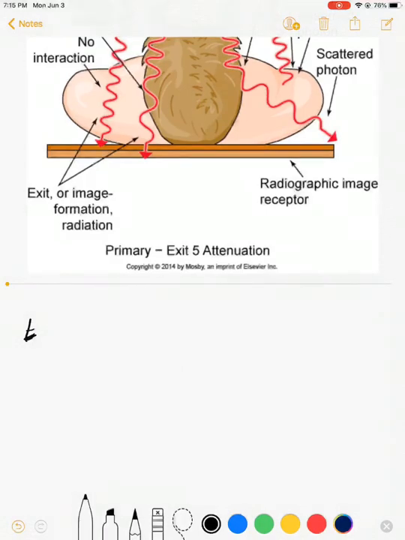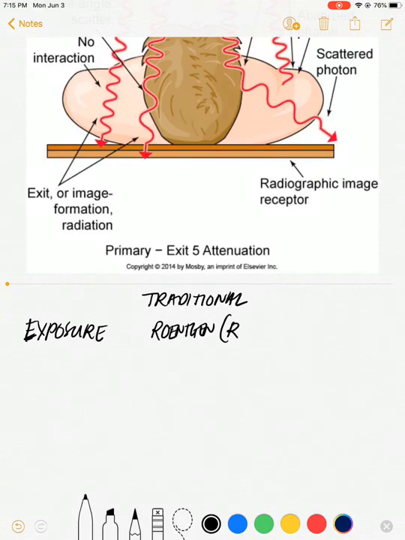So what we also learn is exposure used to be measured traditionally in Röntgen, or also known as just R. Now the SI unit is the new unit, and it's coulombs per kilogram. So exposure is in the air. It's always going to be traditionally known as Röntgen, but the SI unit is coulombs per kilogram.